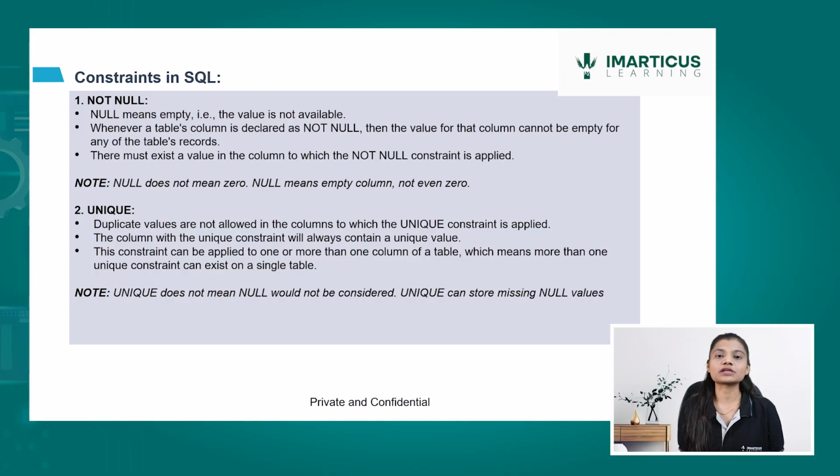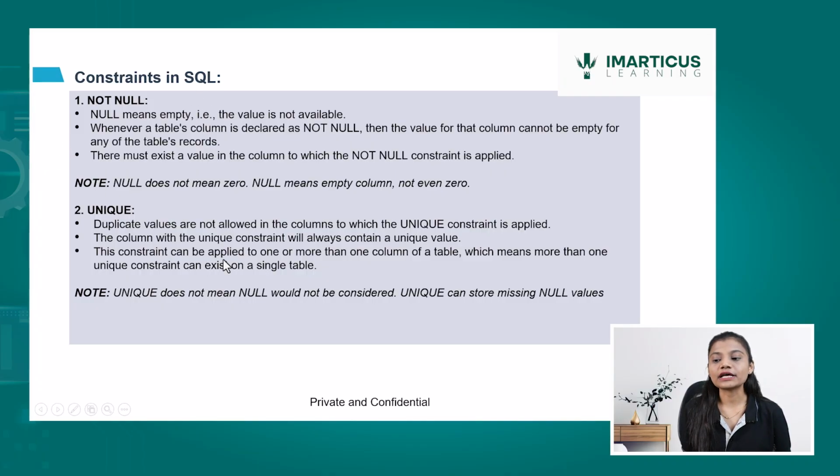So with a unique constraint, all the values of that particular column are going to be unique. Then this constraint can be applied to one or more columns, which means it's not mandated that you implement unique on only one column. You can implement unique on multiple columns in a table, so you can create multiple columns with a unique constraint on a single table.